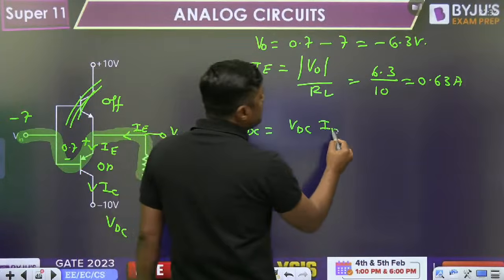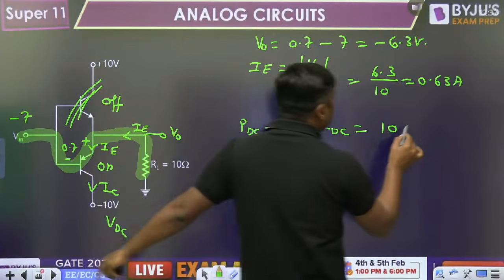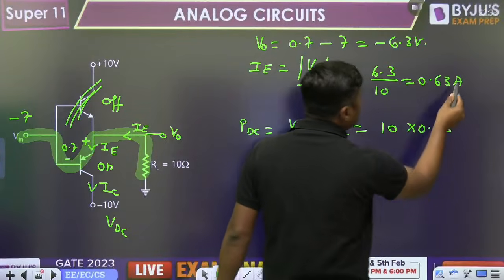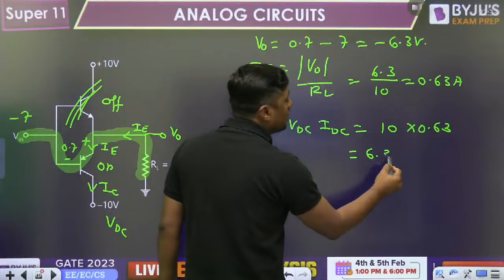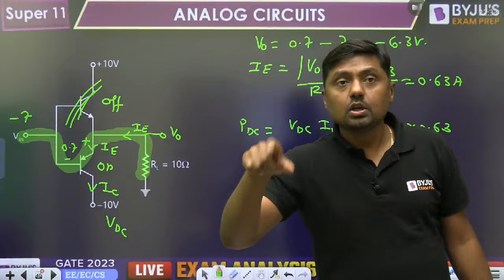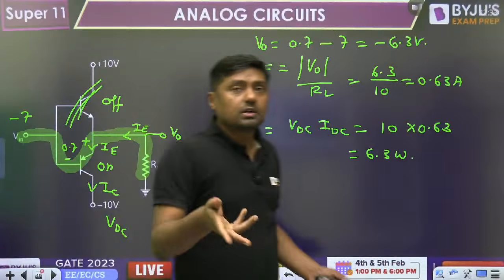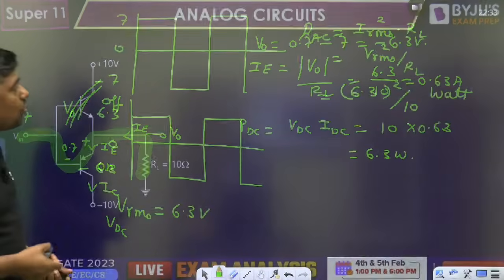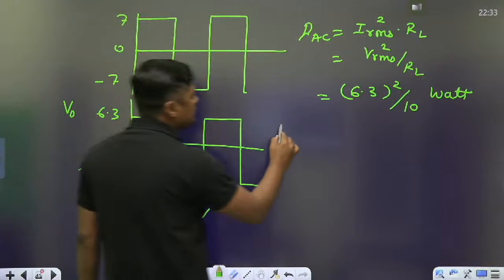VDC into IDC, 10 magnitude. You have to use the magnitude into 0.63 ampere. The same current is provided, 6.3 watt. We are calculating power at a particular instant. So at a particular instant, what is the power given? 6.3 watt.